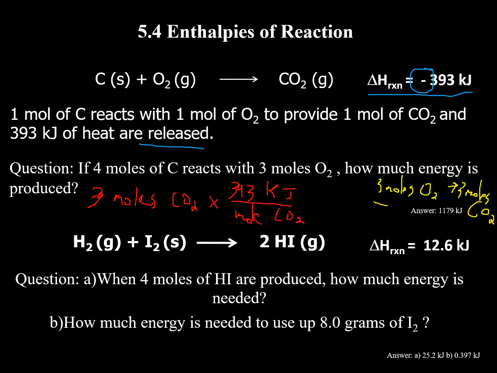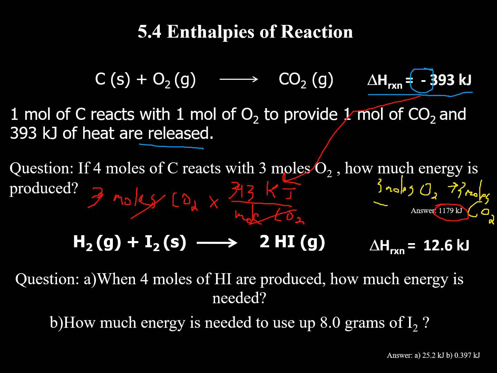I got the 393 here. So how much energy is produced? It would come out to 1,179 kilojoules as our answer. The units will cancel.